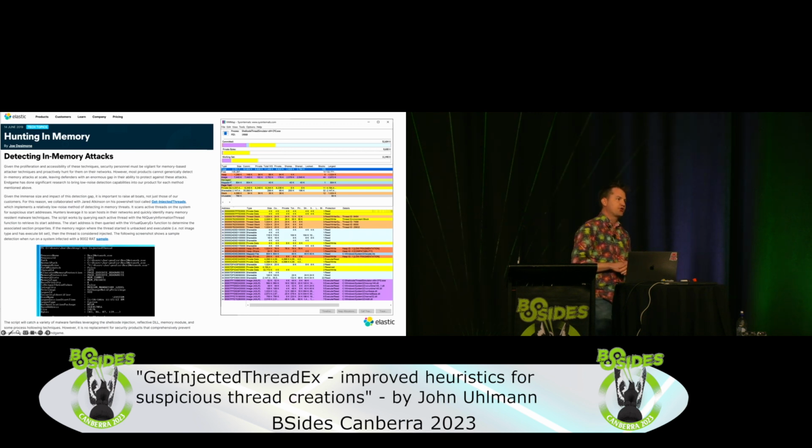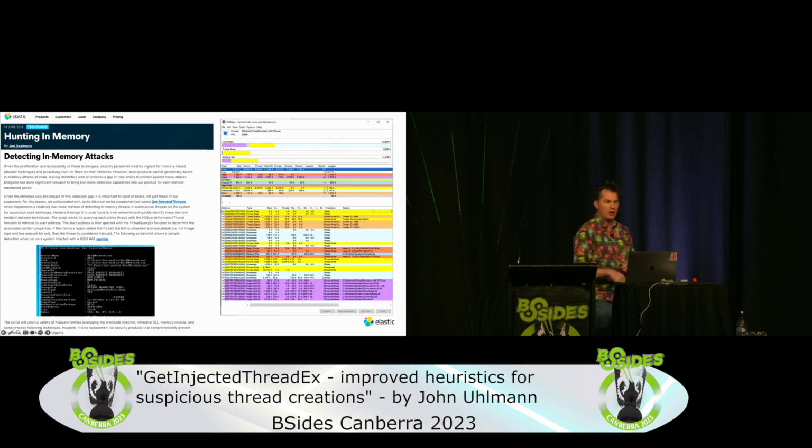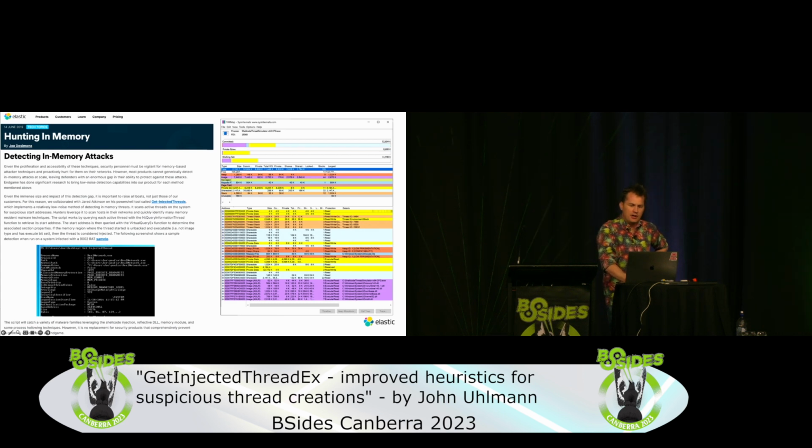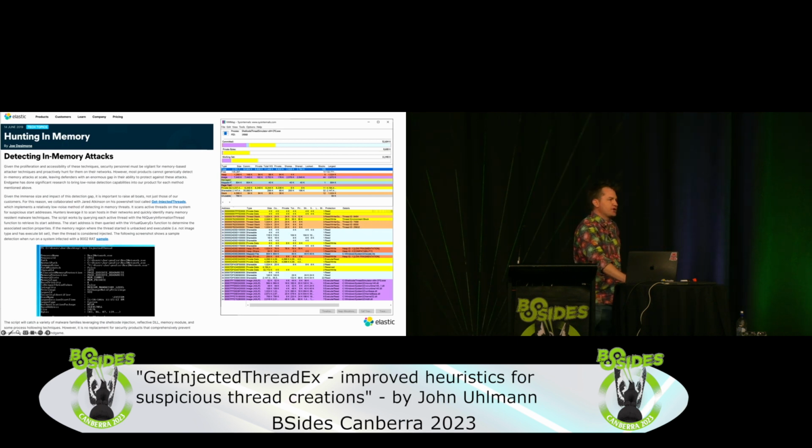So GetInjectedThreadEx. This PowerShell script was released in 2017 at the SANS Threat Hunting Summit. It was a collaboration between Joe Desimone, who's the tech lead working with me at Elastic, and Jared Atkinson, who is over at SpectreOps. And it's pretty much been a little blue team staple for identifying these suspicious threads via their start addresses ever since. So basically, at a high level, what it does is it detects threads that were created with a user start address that is in unbacked executable memory.